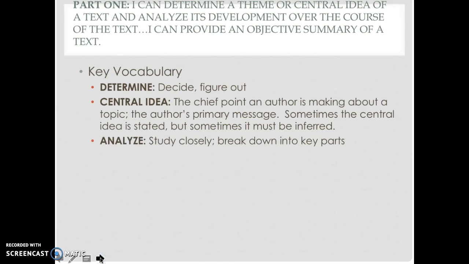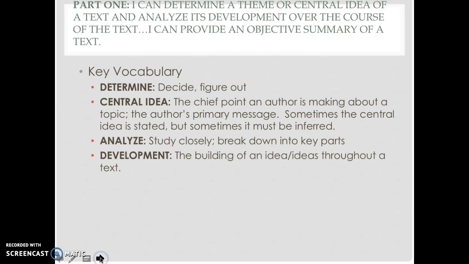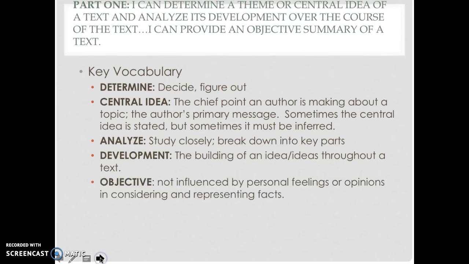Analyze means you need to study really closely and break down the key parts. Development is the building of an idea throughout the text. And then finally, objective means it's not influenced by personal feelings or opinions when you're representing facts. So now let's look at the standard again after we've broken down the key vocabulary.